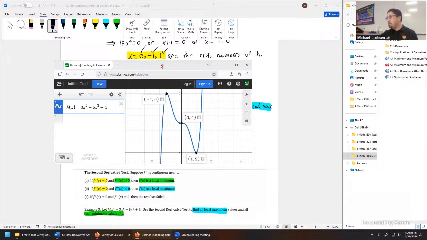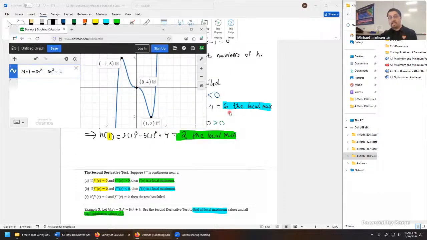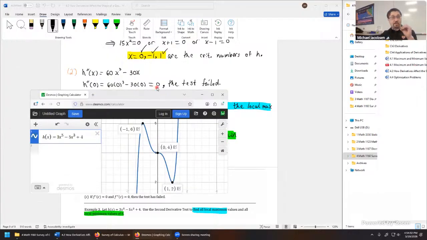And now when we look at our conclusions, we said that 6 is the local maximum. That's this one. We have a local max at 6. We said 2 is the local minimum, and that's this one. It goes from decreasing to increasing, giving the local minimum at height 2. But the concerning outcome is we said the test failed right at 0. Again, the test failing when the second derivative is 0 means anything could have happened. It could have been a maximum, minimum, or neither, but we couldn't detect it with this test.